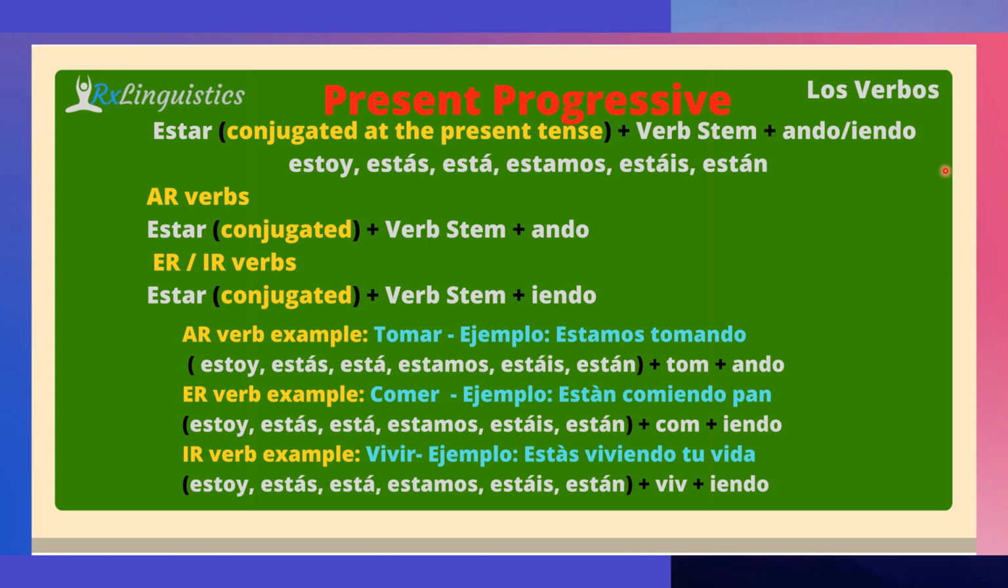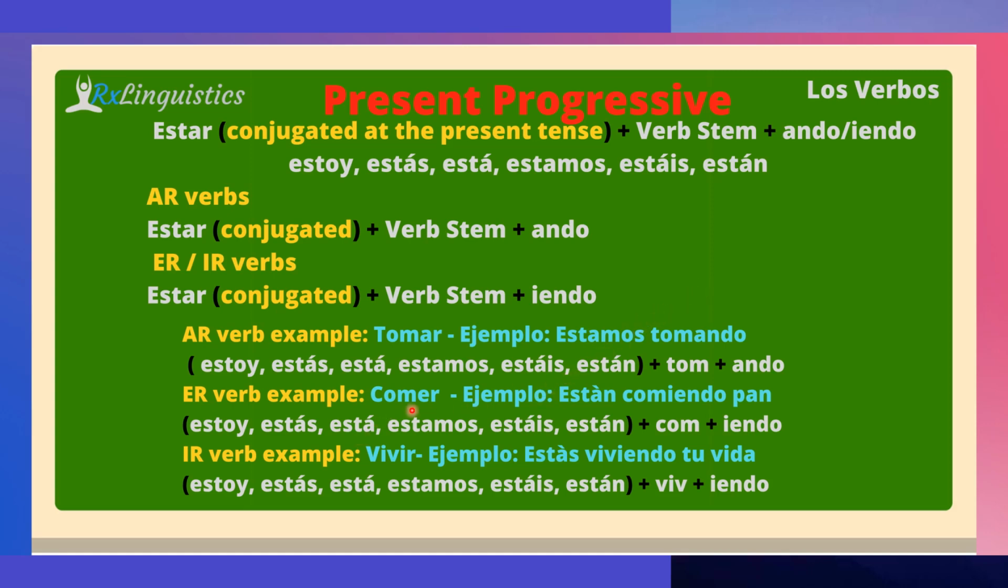We have estoy, which is the verb estar in the first person singular. But you have all six forms here: estoy, estás, está, estamos, estáis, están. If the verb is tomar, it's an AR verb, a first conjugation verb. What do we do here? We have our estar, and then we add the present participle. You have estamos, and you have tomando. Estamos tomando means we are eating, or we are drinking, because tomar means both to take, to eat, to drink.